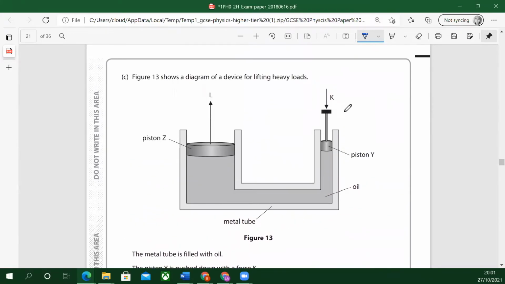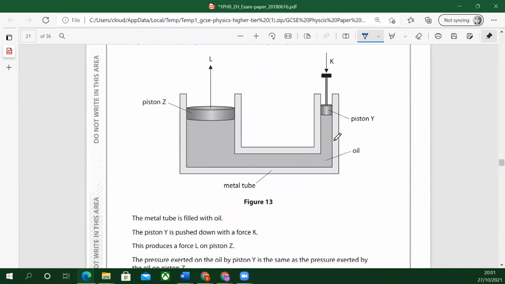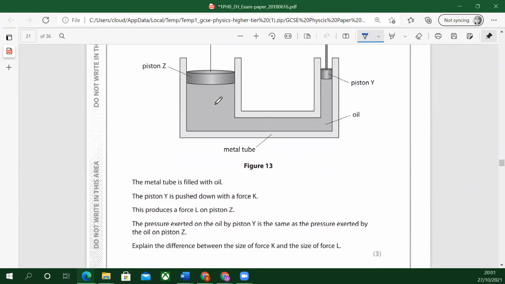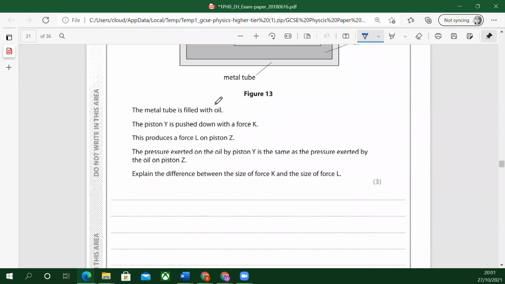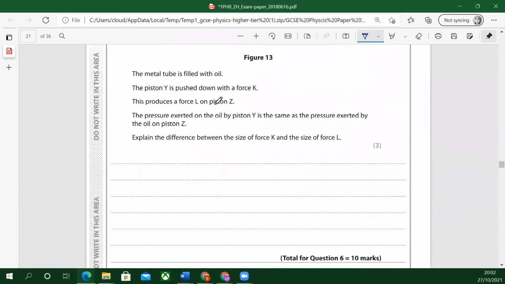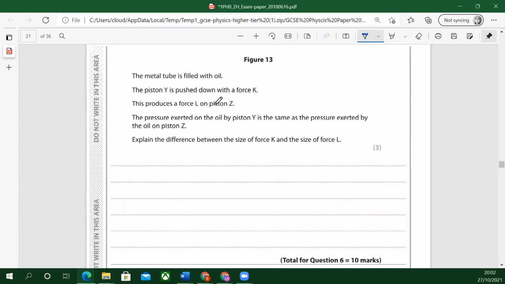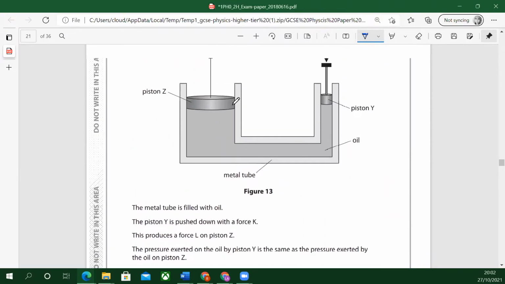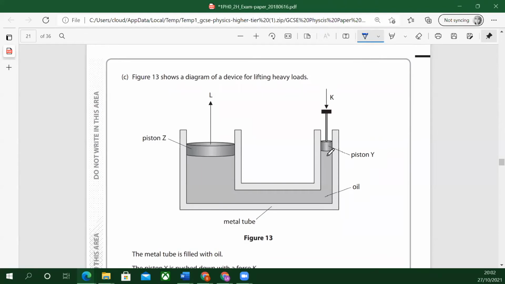This is a bit of a complicated diagram to look at. It says piston Y is pushed down with a force K. This produces a force L on piston Z. The pressure exerted on the oil by piston Y is the same as the pressure exerted by the oil on piston Z. Explain the difference between the size of force K and the size of force L. If you think about pressure, if you exert a greater force on a smaller area, you get a greater pressure.